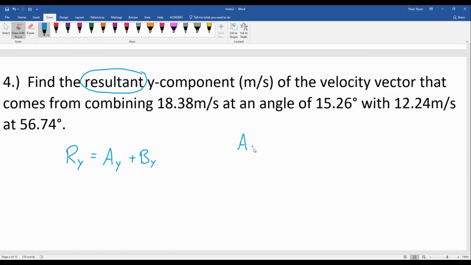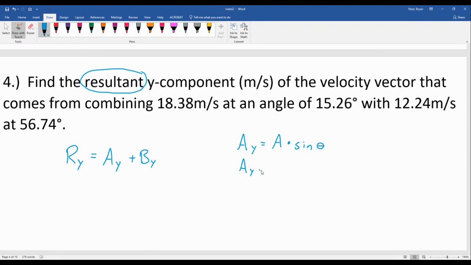Before we had ax, this time we have ay. Very similar setup, very similar commands on the calculator. But what we're going to have is the original magnitude, the hypotenuse a, then it's going to multiply by, this time, a sine function. So it should be the button right next to the cosine function that we had to use in the last one.